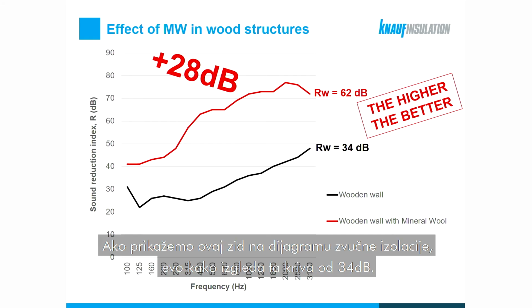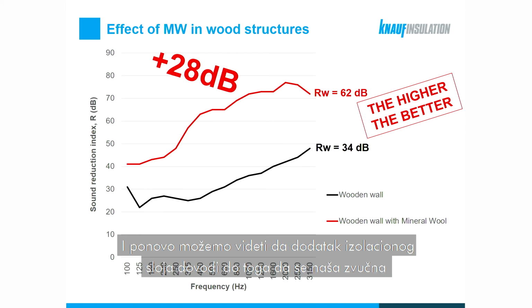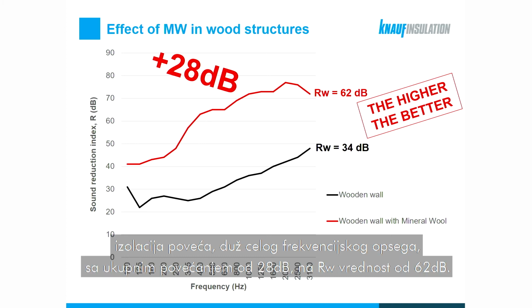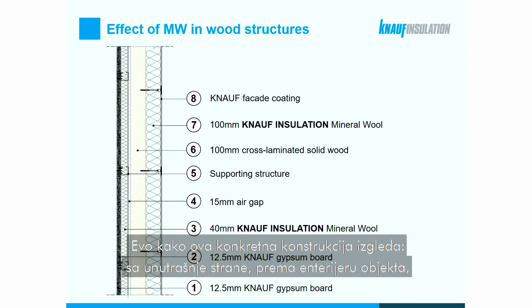And if we plot this wall on the sound insulation chart, here is how the curve of 34 decibels looks like. We can again see that addition of the insulating layer causes the sound insulation to rise, again across the entire frequency range, with an overall increase of 28 decibels. So from an RW value of 34 for the basic wall to an RW value of 62 decibels for the insulated wall. And this is actually how this particular construction looks like.